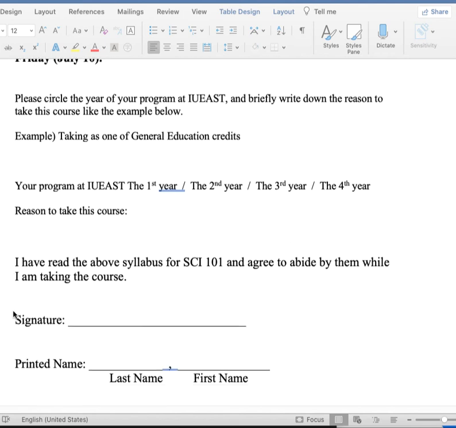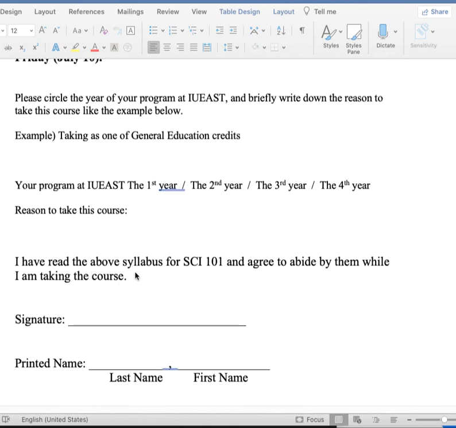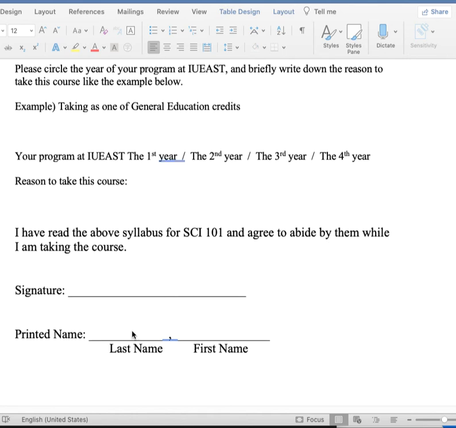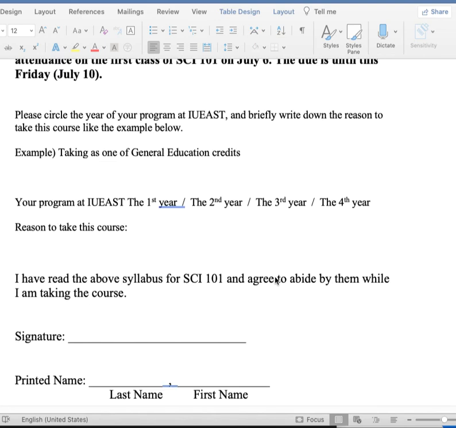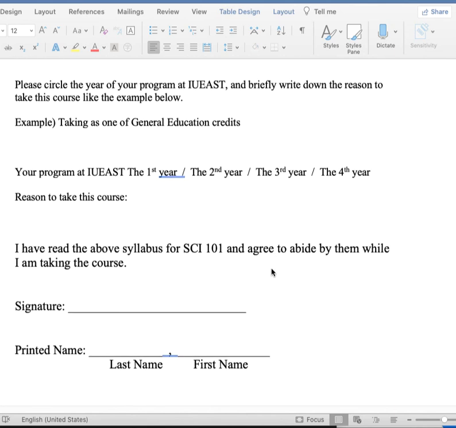And then you read the syllabus above, and you will abide by it while you are taking this course. Your last name, first name, and signature, and then please submit only this page to my email address. This is all for the syllabus, and if you have a question, you can send me an email. I'm going to close the review of the syllabus. From now on, you will watch the first lecture video.